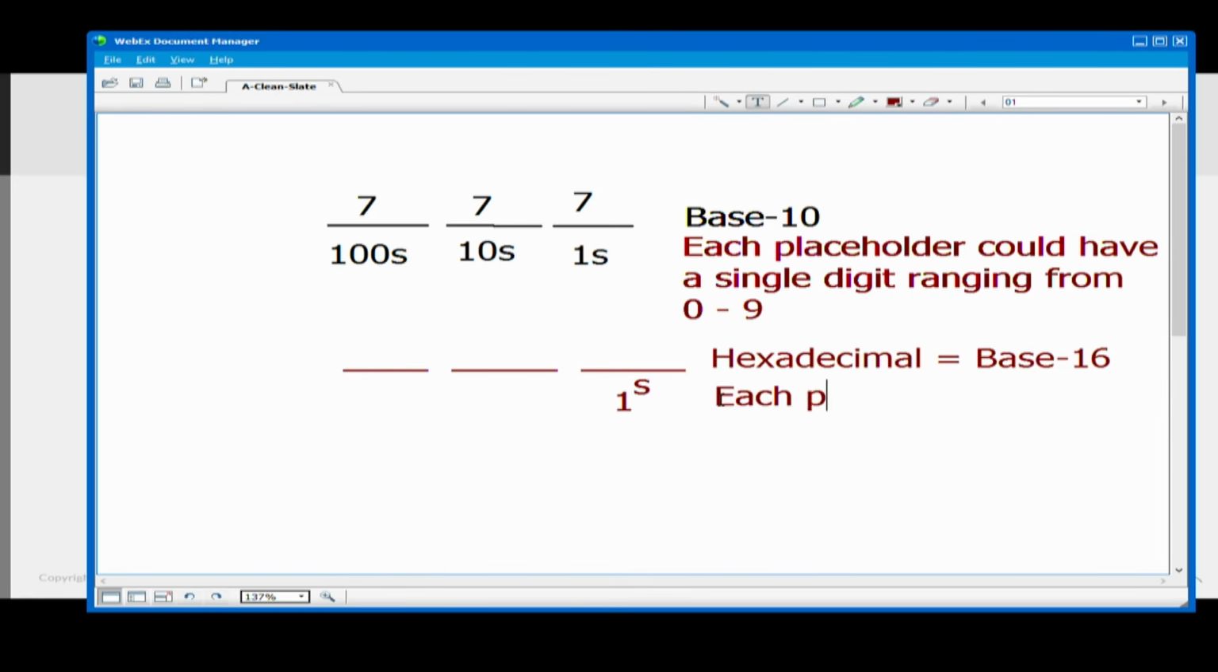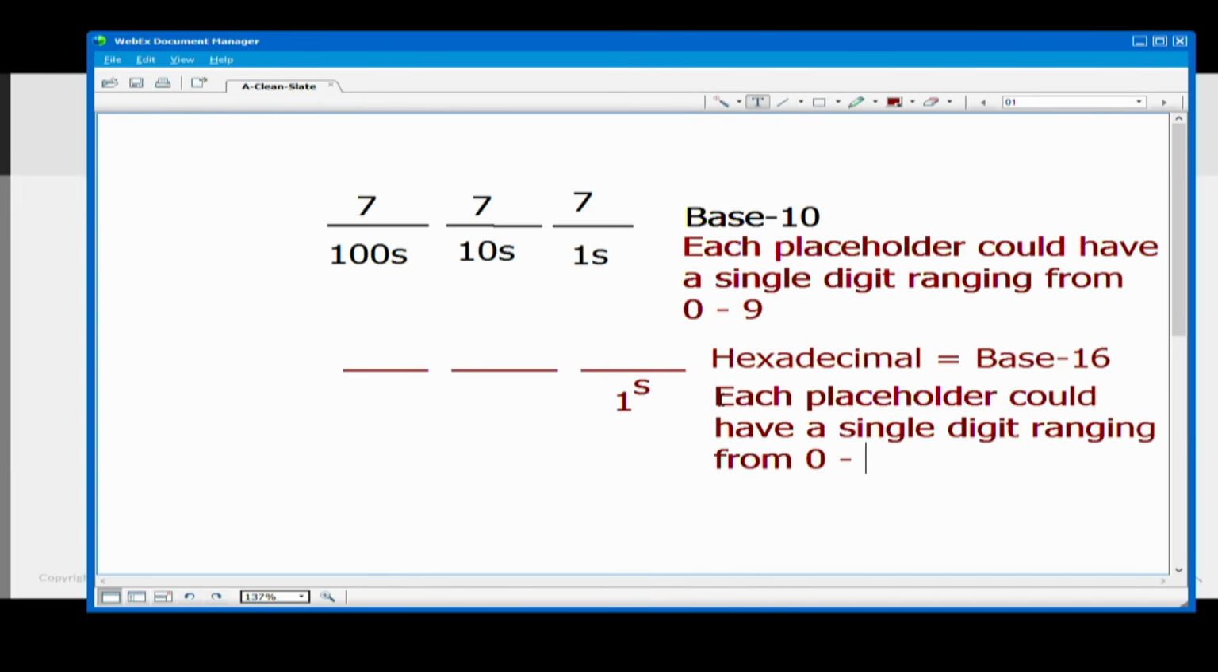Well, in hexadecimal, each placeholder could have a single digit ranging from 0 to F. You say, F? What's that? Well, in hexadecimal, you still start out with your decimal digits, 0 through 9. That only gives us 10 digits, and this is a base 16. We need 16 things, 16 digits. So now we start going into letters, A, B, C, D, E, and F.